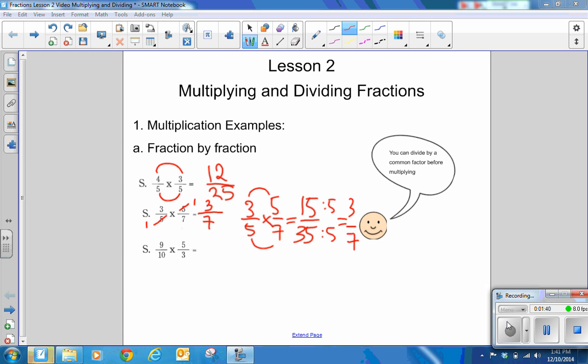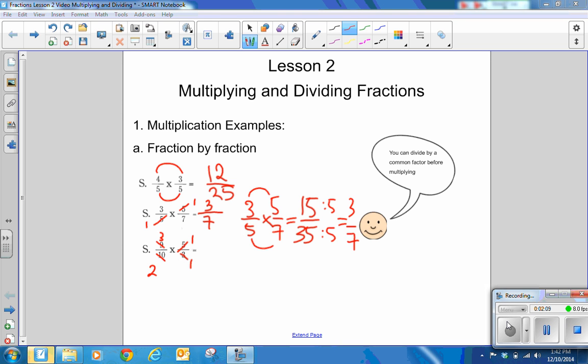So in the third example, I have 9/10 times 5/3. I can see that I can cross-divide on both sides. If I divide both 9 and 3 by 3, I get 3 here and 1 here. Now I have 5 and 10. Both can be divided by 5. So 5 divided by 5 is 1, and 10 divided by 5 is 2.